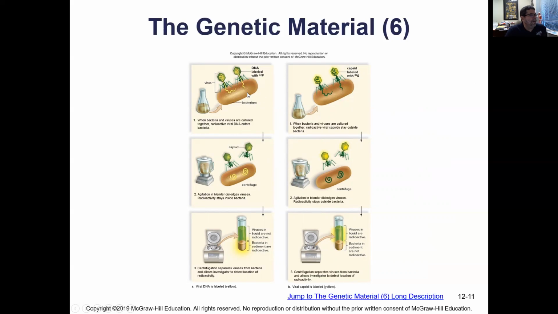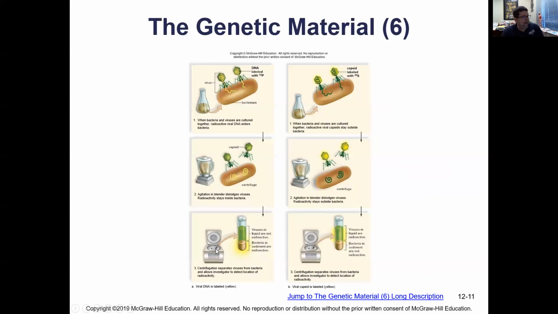Okay, so here's what they did. They noticed there's two things that make up the virus. It had this DNA inside of it that they could radiolabel with phosphorus. They let them ingest on the bacterium. Then they take a blender, knock off the viruses, and then the radiation was now in the bacterium. That told them that the DNA was transmitted, and then they are going to produce baby viruses.